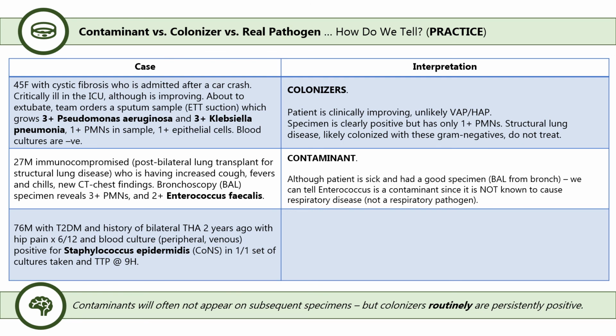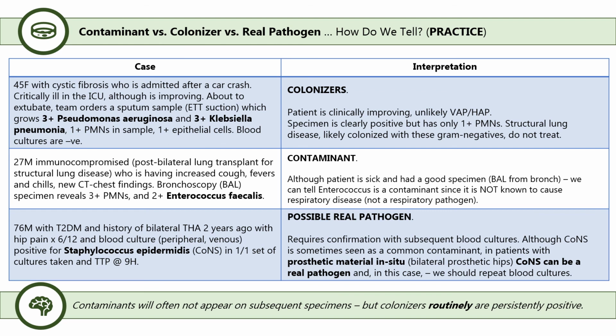In our last case, our 76-year-old male with type 2 diabetes, history of bilateral total hip arthroplasty 2 years ago, and hip pain for 6 months. A blood culture, peripheral venous, is positive for Staphylococcus epidermidis, which is a CoNS, in 1 out of 1 set of cultures taken at a time to positivity of 9 hours. I have to consider that this organism is possibly a real pathogen.